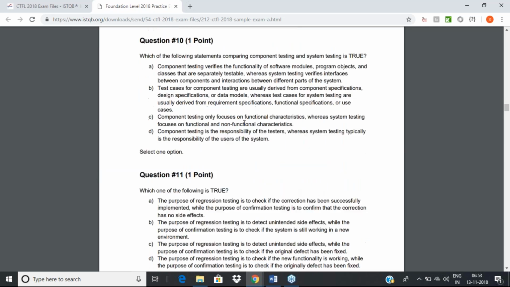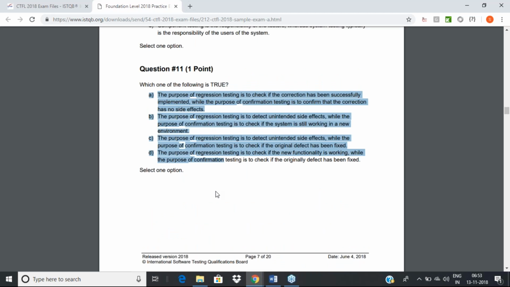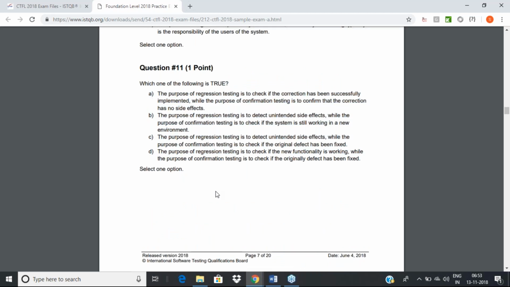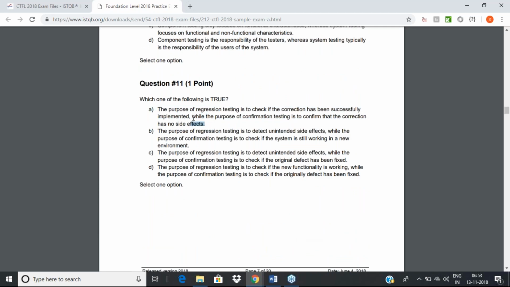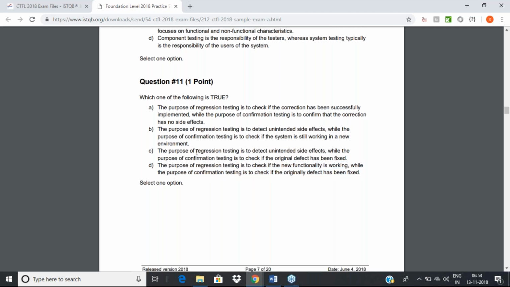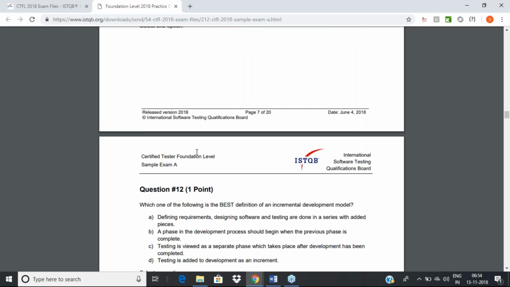Things like this: which of the following statements is true? The only point here is you cannot conclude just by reading the first one that this is the correct answer. No. The second one also could be correct. The third one also could be correct. But which is the best occurrence of this? Unless you read all four, you cannot choose the best option. So that's where the difference comes.